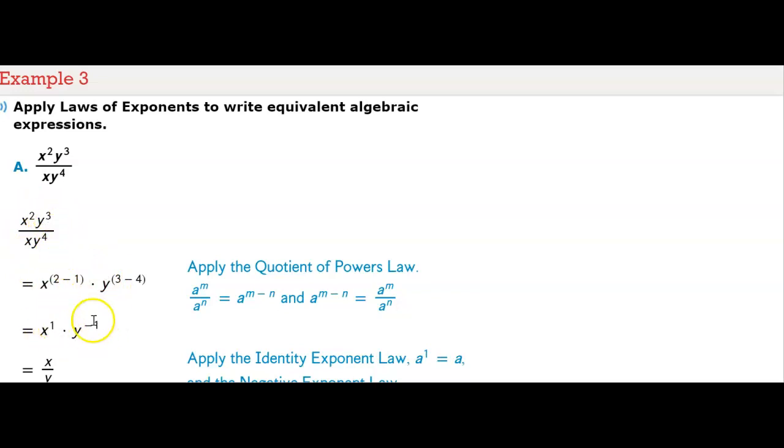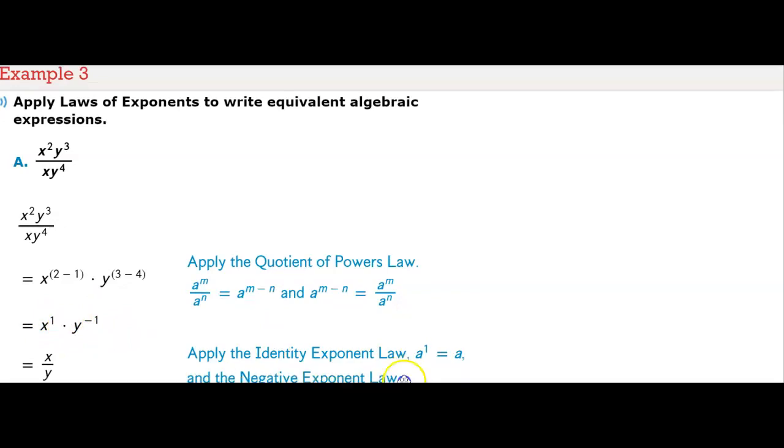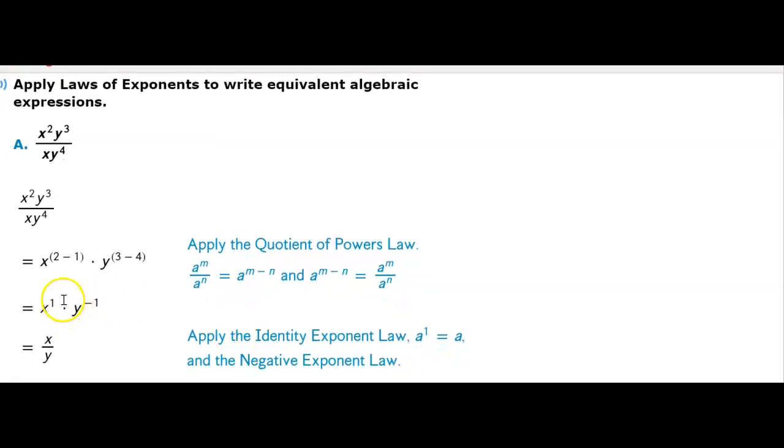So that gives us positive 1. This gives us negative 1. And then we have the identity exponent law, where the exponent is 1, it's itself, and then the negative exponent law. So because that's a negative exponent, we have to show the division. So you have x over y.